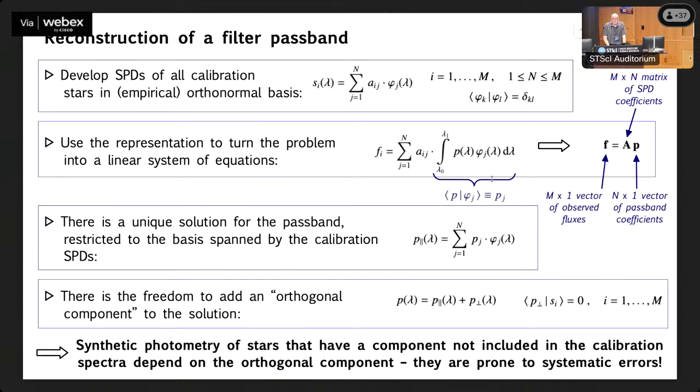And then, well, this is an inner product again. It's an inner product between the passband and the basis functions we have here. And if we have an orthonormal basis, the scalar product of a vector with one of the basis functions is just a coefficient in the development in this basis. So this expression here is just the coefficients describing the response curve in the basis spanned by the calibration sources.